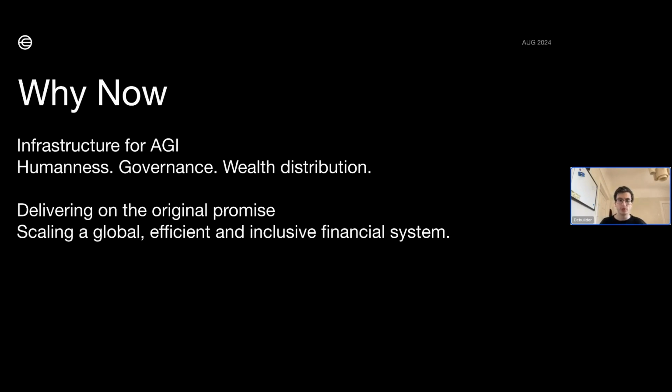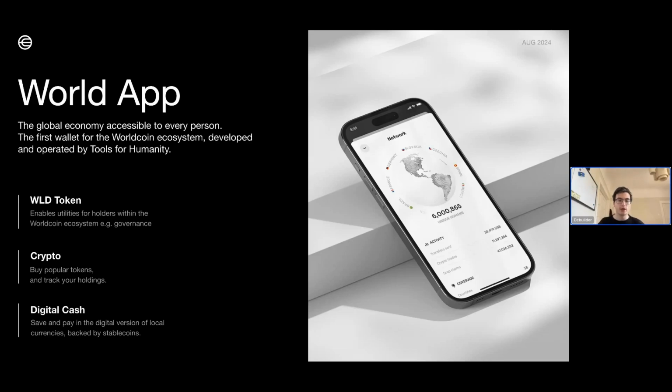So what we're trying to do is deliver on this global promise, right? This original promise of scaling a global system that is inclusive for everyone and doesn't discriminate. It should be able to support billions of humans, billions of unique users, and it should provide this sort of identity primitive that allows you to prove that you're a unique person on the internet and on chain as well. The way that we do that is with a different set of tools.